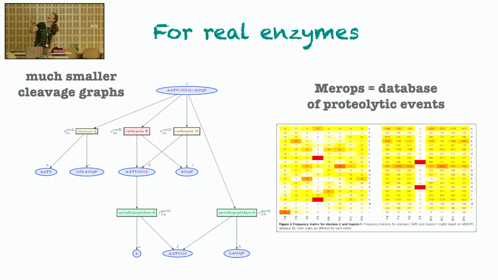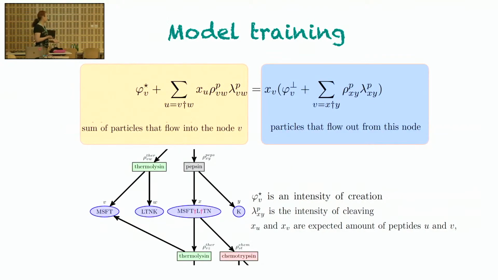Having this knowledge, we can construct another cleavage graph, which is now the Petri net. In fact, it's a bipartite graph. We have two sets of vertices. One corresponds to peptides, the blue vertices, and the second one corresponds to the set of enzymes. Now there are specific enzymes cutting in specific places, and we have a similar balance condition for the graph. The inflow of the graph should be the same as the outflow from the graph.